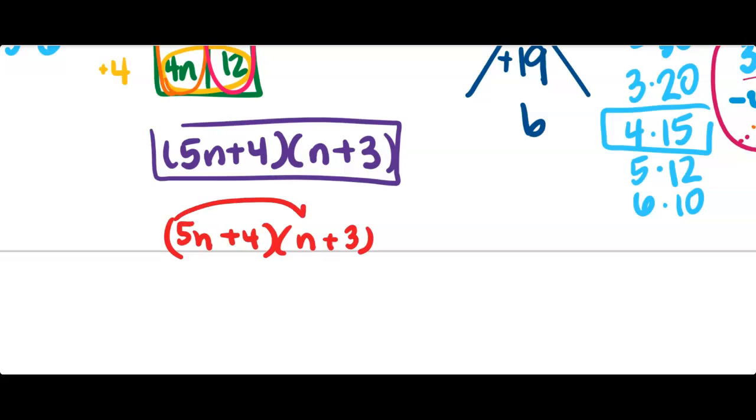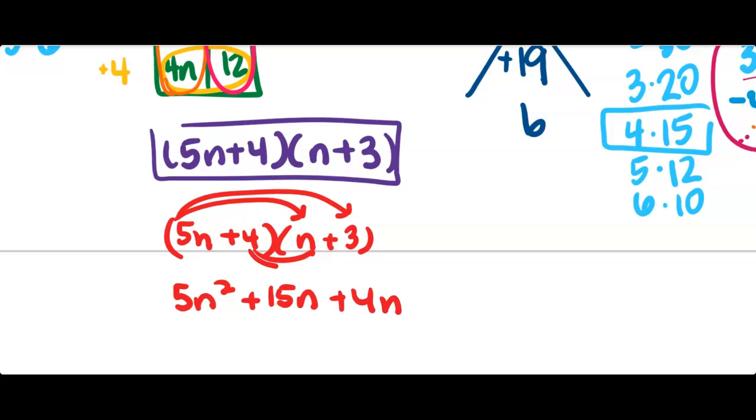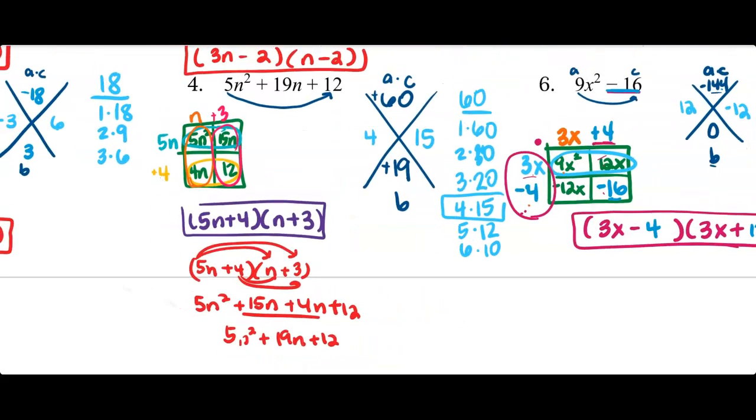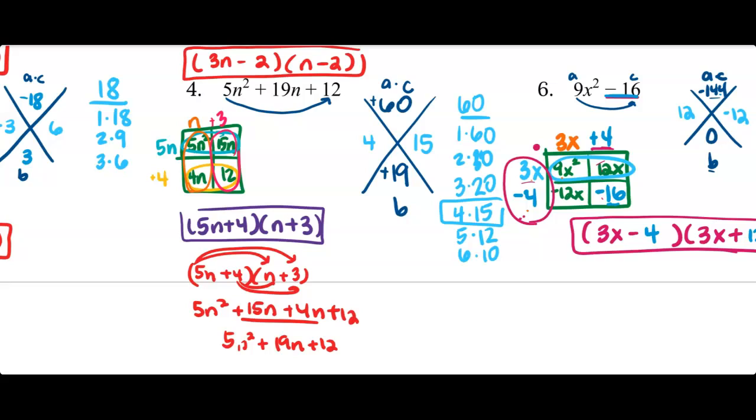So you multiply everything in the front times everything in the back. So 5n times n is 5n squared. 5n times 3 is 15n. 4 times n is 4n, and 4 times 3 is 12. Combining the middle terms, we get 5n squared plus 19n plus 12, which is indeed what we started with. So you can always double check these by multiplying.